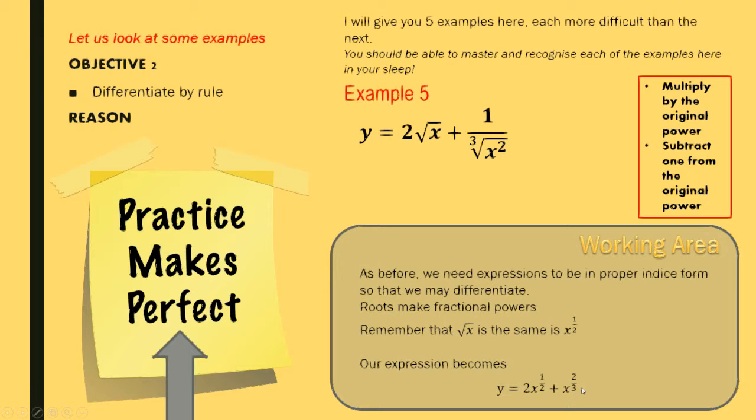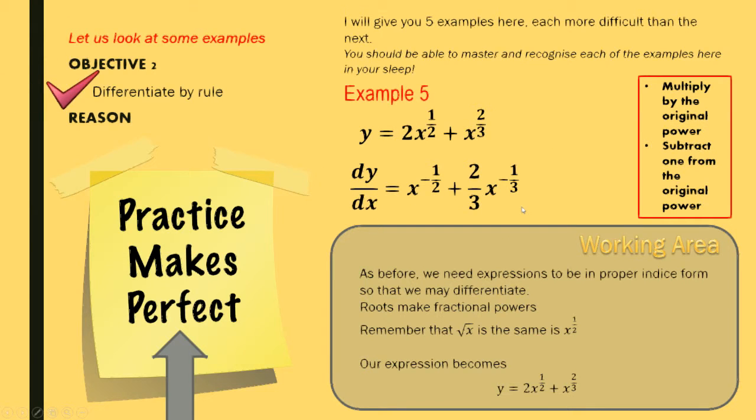Once I replace that in, it'll just be a case of using our rule again. So it'll be a half times 2, which is 1, and a half minus 1 is minus a half. So the first term will be 1x to the minus a half, and then the second term will be 2/3 times x, and 2/3 minus 1 will be minus a third. So we'll get 2/3 x to the minus a third. Usually you'll write those back in the original form with the square root symbol, but for the moment I'm just going to leave them like that so you can see what's going to happen. And that is how to differentiate by rule.